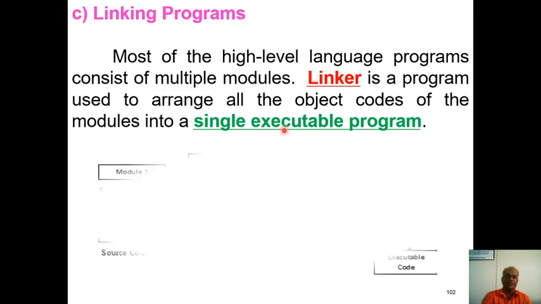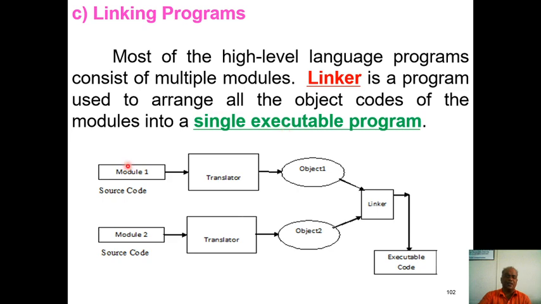Here, let us observe this diagram. Here, it is module 1 of source code, module 2 of source code. Here, I divided the source program into two modules. This first module is processed by the translator, and module 2 is also processed by the translator, and that can be converted into the first object program. This can be converted to the other object program. These two separate object programs can be combined by the linker and can be sent to the single executable program.